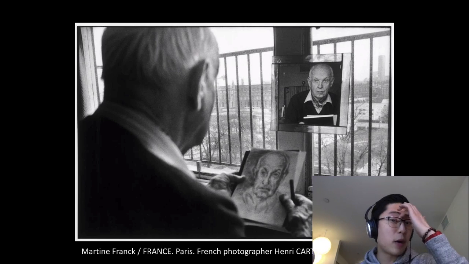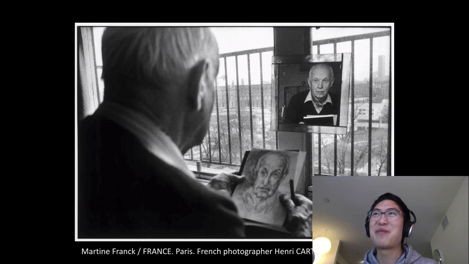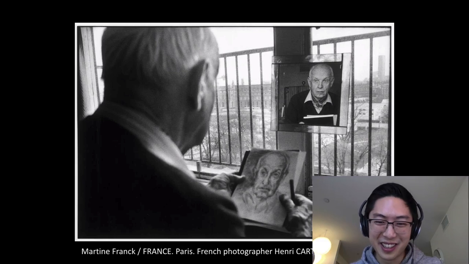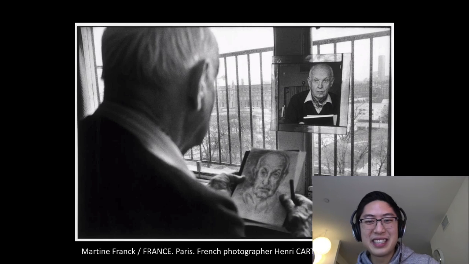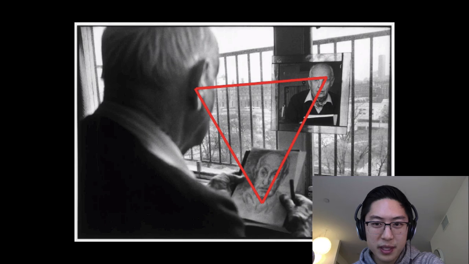Another photograph by Martine Franck, a portrait of Cartier-Bresson. So it's the modern day, or not the modern day, the selfie in 1992. You could see this nice little triangle between all three of them. Nice one.